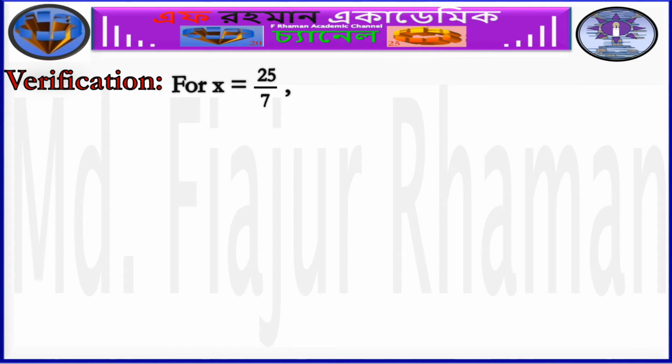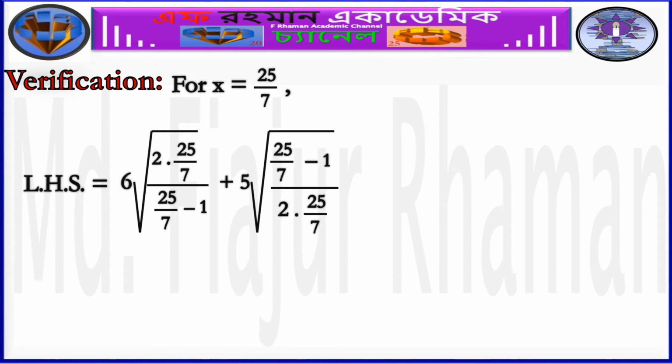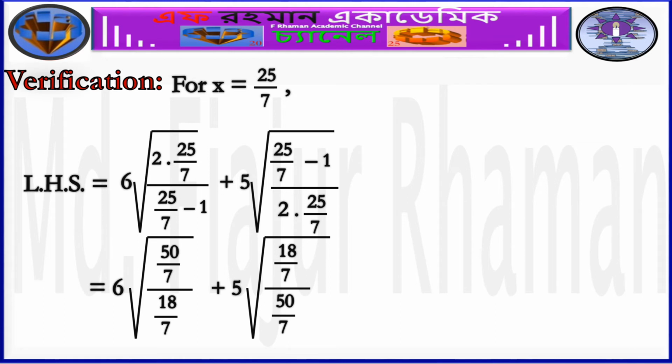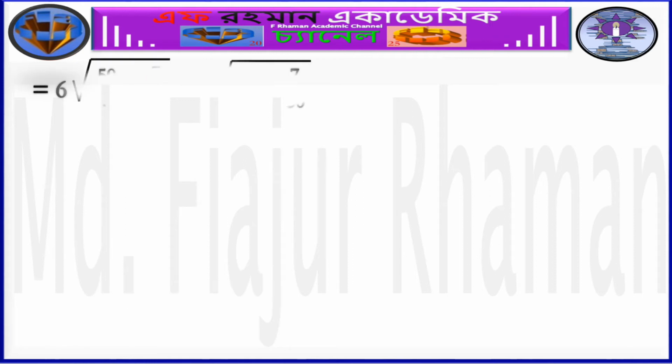Verification for x is equal to 25 by 7. Left hand side is equal to 6 square root of 2 into 25 by 7 by 25 by 7 minus 1 plus 5 square root of 25 by 7 minus 1 by 2 into 25 by 7, is equal to 6 square root of 50 by 7 by 18 by 7 plus 5 square root of 18 by 7 by 50 by 7, is equal to 6 square root of 50 by 7 into 7 by 18 plus 5 square root of 18 by 7 into 7 by 50.